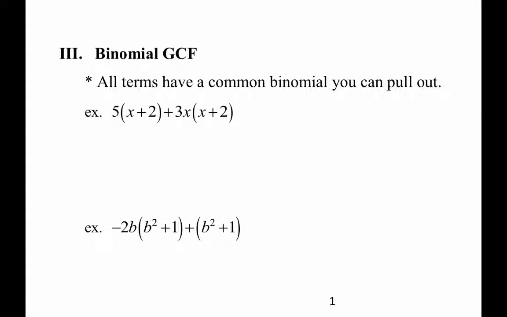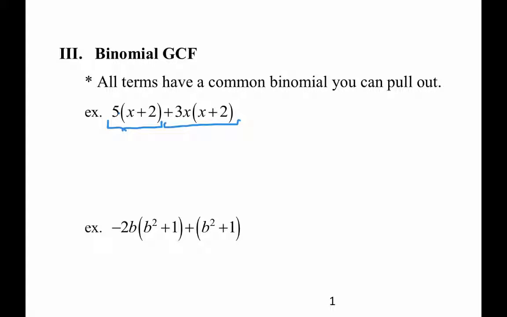All right, Roman numeral 3, binomial greatest common factor. This is really just setting us up for Roman numeral 4. But this is going to be where all the terms have a common binomial you can pull out. So if we look, this here, this x plus 2 is really all connected together. That's one thing. And it's connected to the 5 by multiplication. So my first term is this 5 parentheses x plus 2. My second term then would be this positive 3x times x plus 2. Again, that's all one clump.